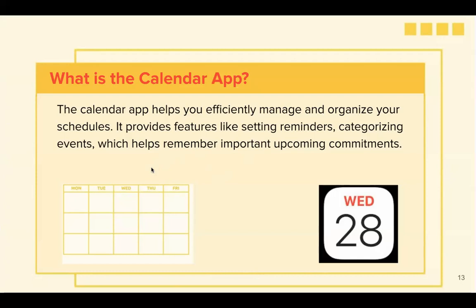Hello, my name is Ethan Weiss, and I'm going to talk about the calendar app. The calendar app helps you efficiently manage and organize your schedules, and it provides features like setting reminders, categorizing events, which will all help you remember important upcoming dates and other activities that you want to remember to do. You should already have the calendar app if you have an iPhone. If not, then you might have accidentally deleted it or you're just looking past it.